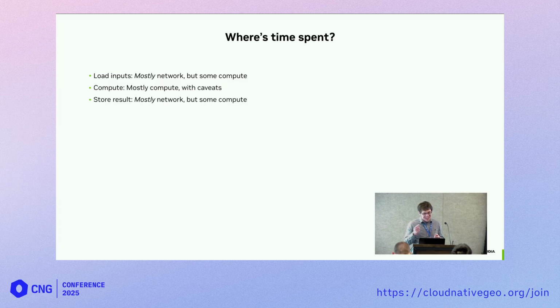I just mentioned, again, NVIDIA has GPU accelerated Parquet readers and Zarr as well. So you can speed up that loading of data, but you're going to be spending a lot of the time waiting around for the network. When you're doing the computation, hopefully mostly using compute, although there's caveats there around memory bandwidth. That's where I cheated earlier, but we'll see that. And then you're going to be storing the results. So again, mostly network bound, a little bit of compute to do the compression.